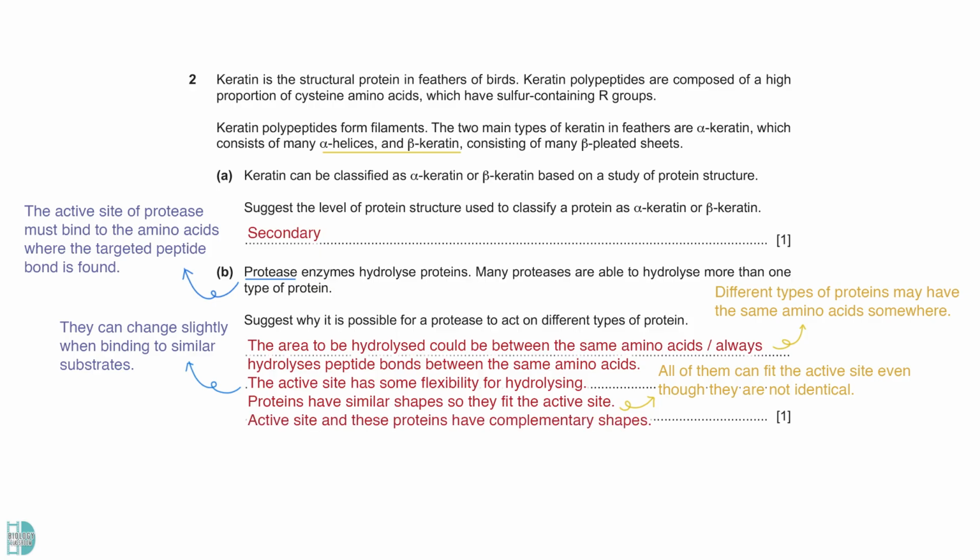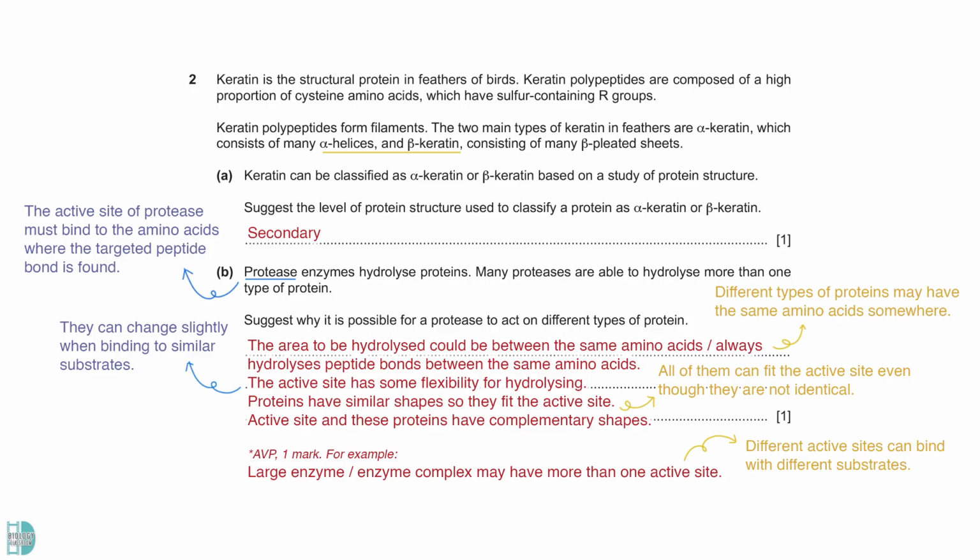The active site has a complementary shape with more than one type of protein. There is a mark for AVP. For example, some large enzymes or enzyme complexes may have more than one active site, so they can bind with different substrates.